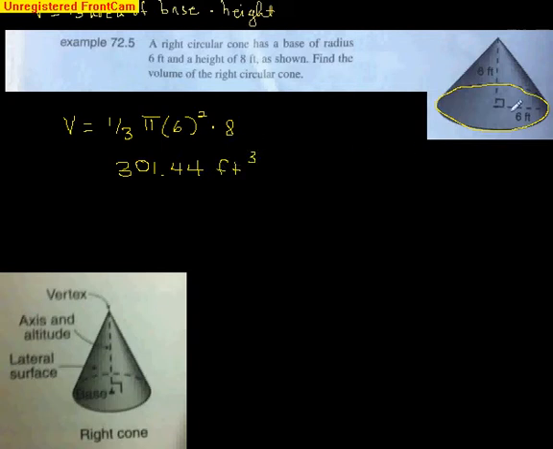Not hard. Just the area of the base. The base is a circle. The area of a circle is just pi r squared. That's this right here. Take it times the height and put it in your calculator. That's all you have to do. I'll give you this formula if it's on the test.